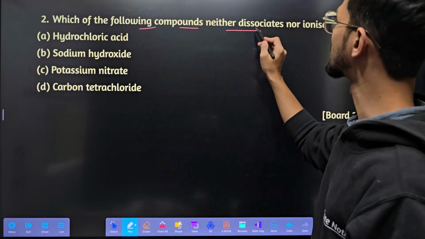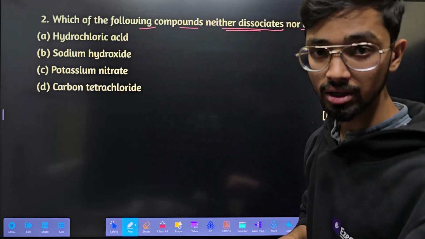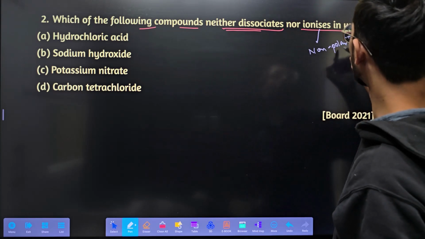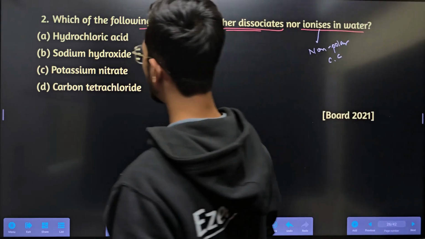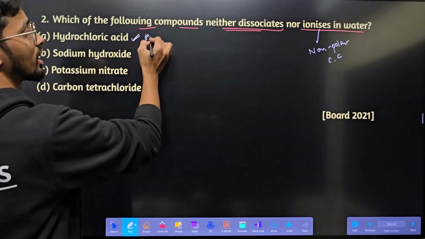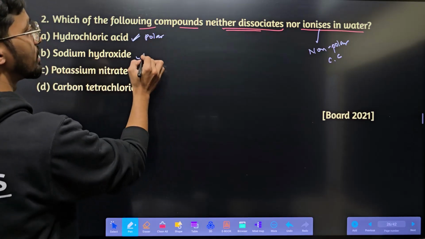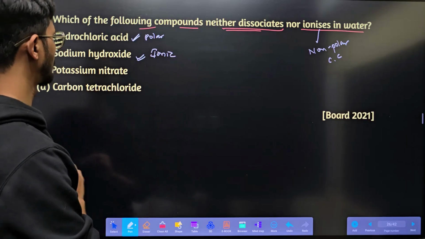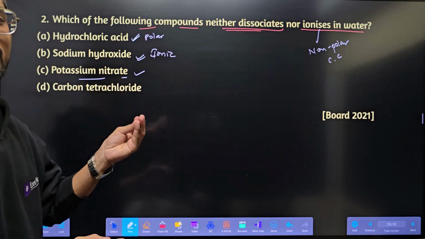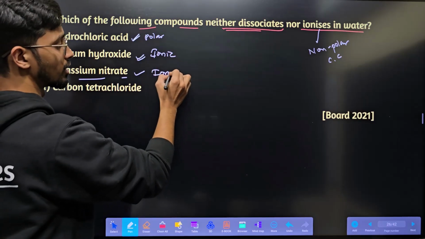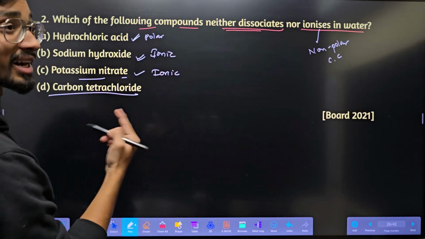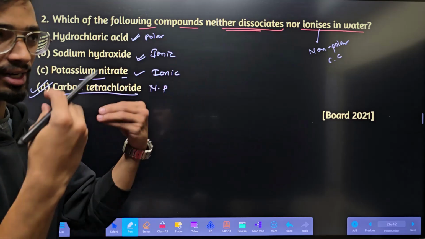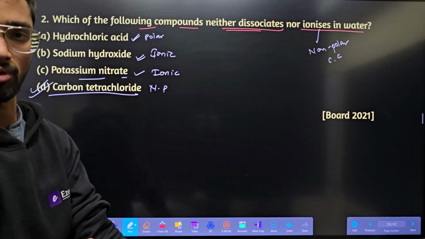Which of the following compounds neither dissociate nor ionize in water? These are non-polar covalent compounds. Okay. Hydrochloric acid: this is a polar covalent compound. Sodium hydroxide, Na plus OH minus: this is an ionic compound. Potassium nitrate, K plus NO3 minus: this is also an ionic compound. Carbon tetrachloride: this is non-polar. So this will be the answer. It neither dissociates nor ionizes in water.